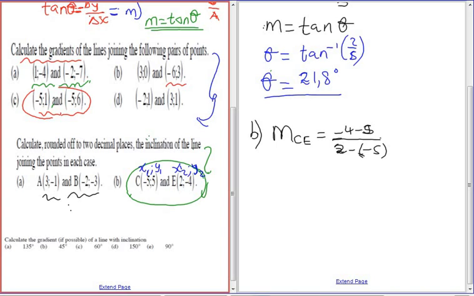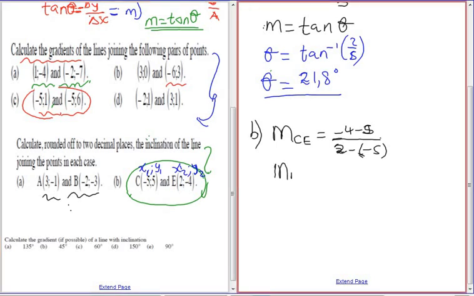So the gradient of CE will end up being, let's simplify it together, -9 on the numerator and 7 on the denominator. So that is what we've got, -9/7. We have a gradient that is negative. When we substitute to get the angle of inclination, we are expecting an obtuse angle, but firstly we will get a negative angle, then we add 180. Don't forget this is -9/7, excuse me.